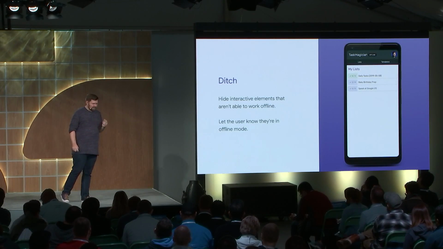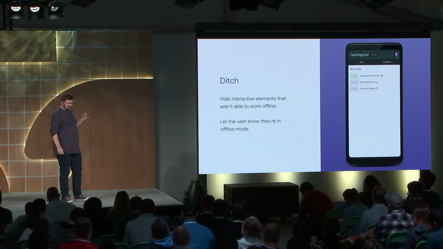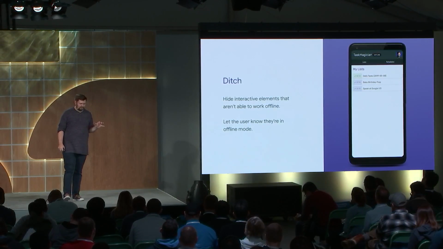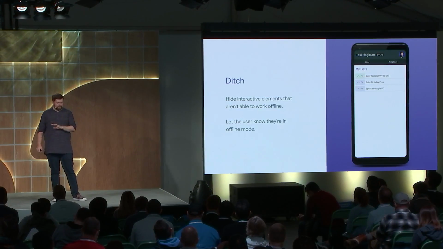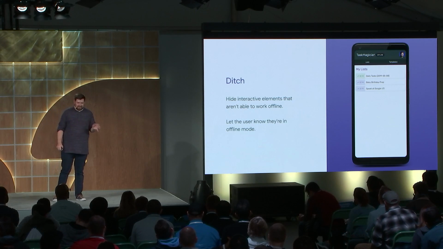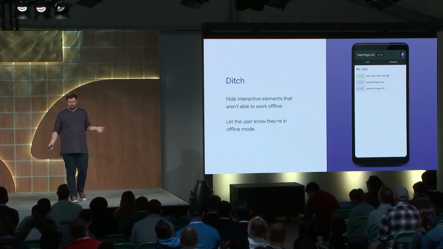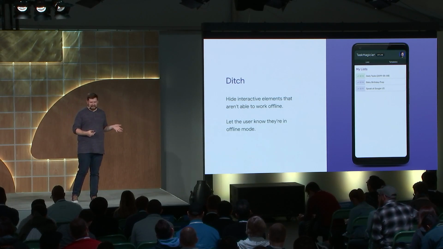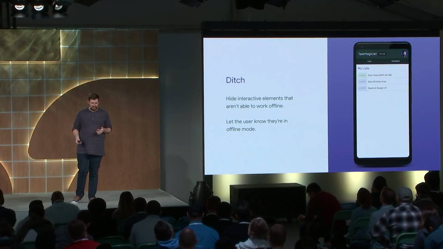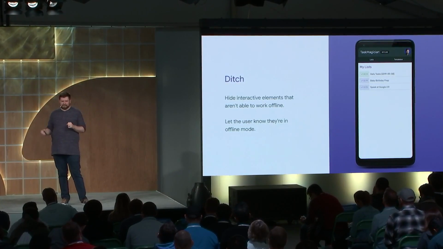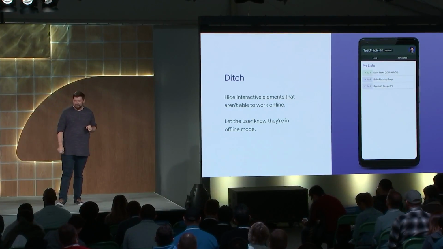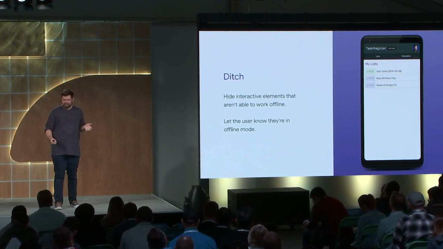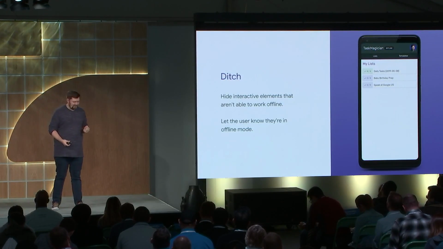Next, we perform a ditch. We hide interactive elements that aren't able to work offline. Now, I didn't really demo this as much, but in this application, creating a list is a little bit more complicated than just interacting with tasks. There's an Add List button on the home page, and that just fades out when you go offline. And there's also an Archive List button that fades out when you go offline.